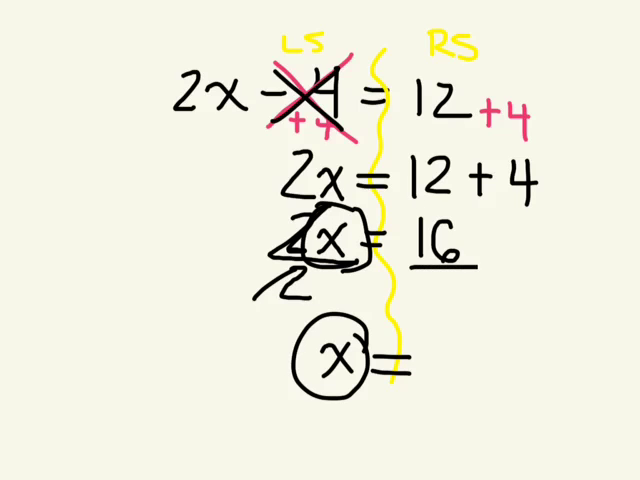What do I have to do to the right side? Divide by 2. 16 divided by 2 is 8. Good. So x equals 8.